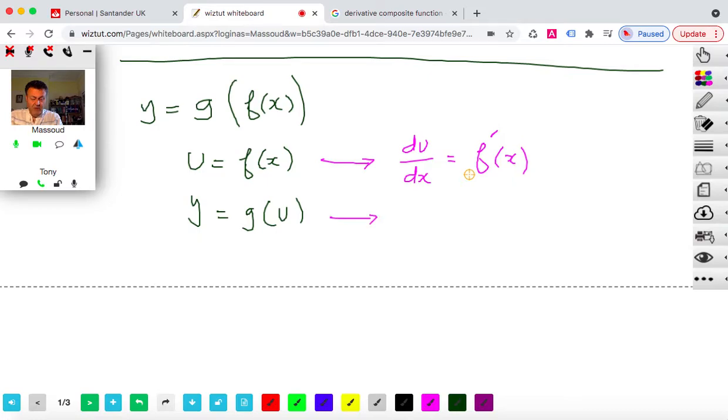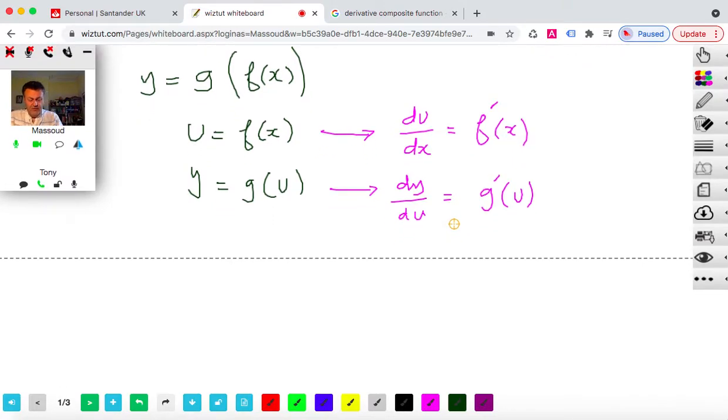And dy du would be the differential of g in terms of u, because that's what the subject of u is. So you would get a g dash u. So if we change these through, you would get du dx multiplied by dy du. That will change through, and the du and the du in this chaining will cancel each other out, and you will end up with dy dx.